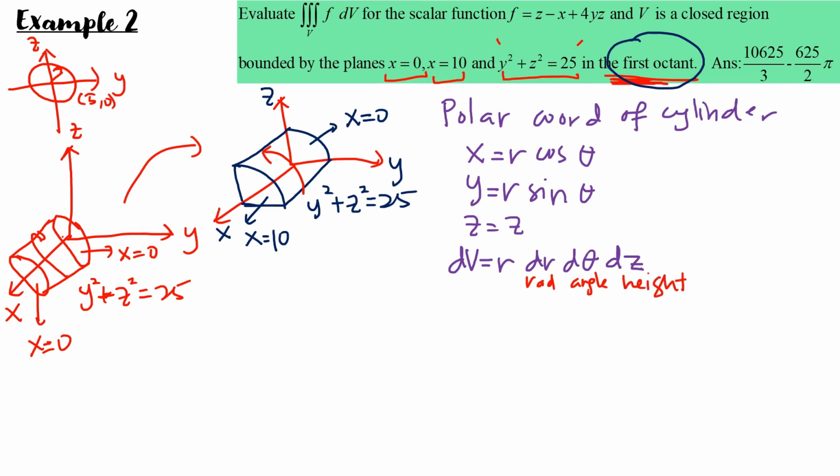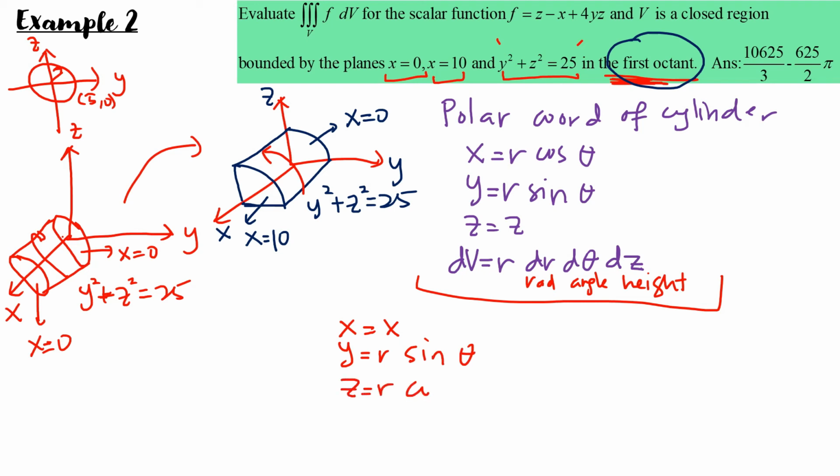But you realize or not, the height of our cylinder for this question is located at the x-axis. So what you need to do is change the polar coordinate. You have to transform the polar coordinate to the new one, where x will be equal to x. Just change x and z. y will remain as r sin theta, and z now takes the x polar coordinate, and the dV will be r dr d theta dx.